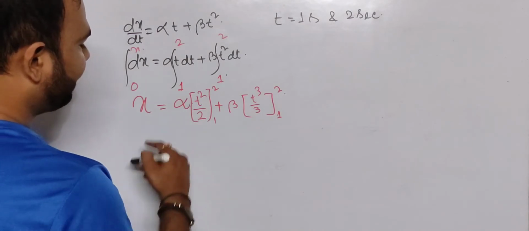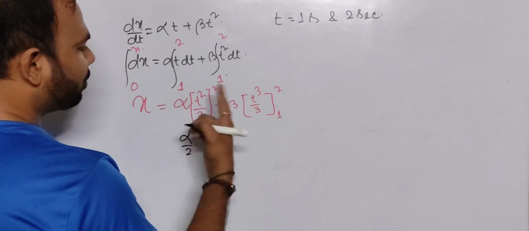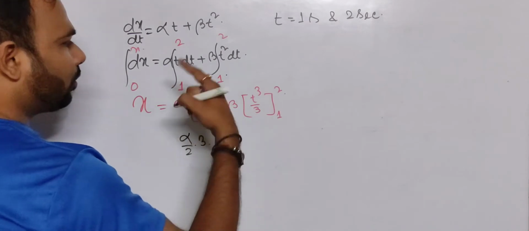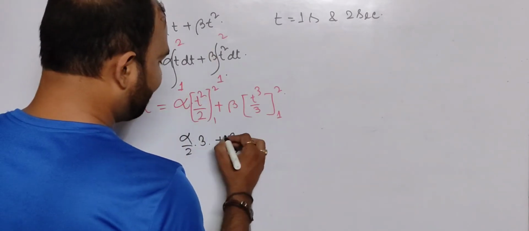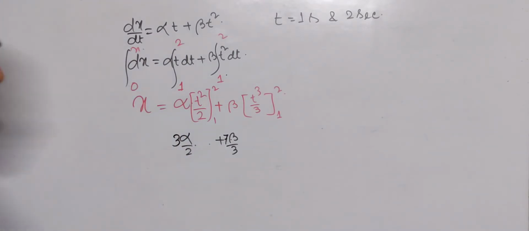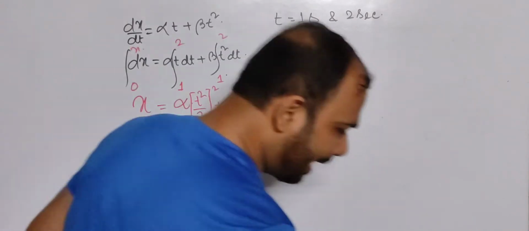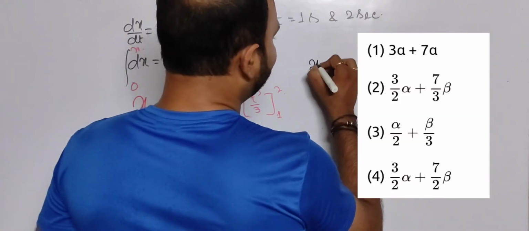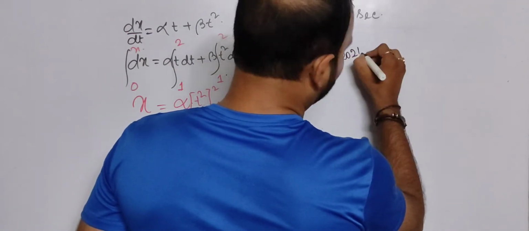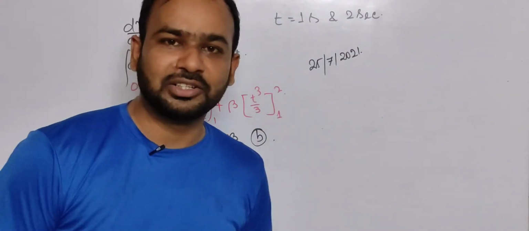Simplifying, if we take out this 2, what we'll get, alpha by 2 into 2 square minus 1, that is 3, and this 3, 2 cube minus 1, that is 7, so 3 alpha by 2 plus 7 beta by 3. I think option number B again is the correct option, and the question was asked on 25th July 2021 in JEE Mains. In JEE Mains second shift this question was asked.